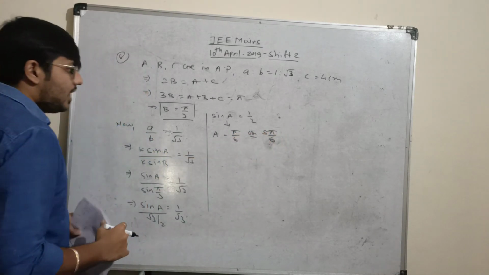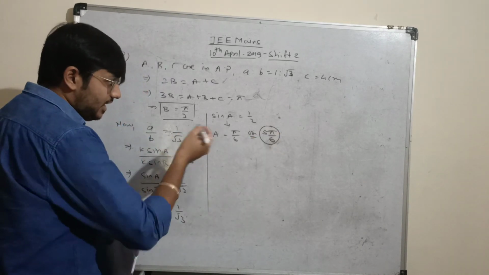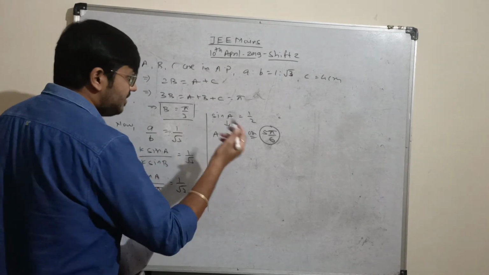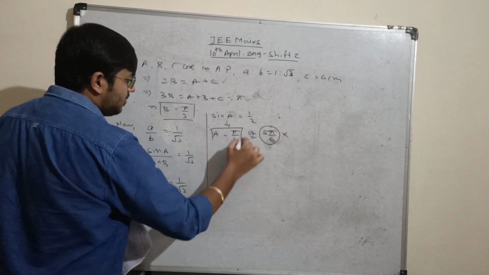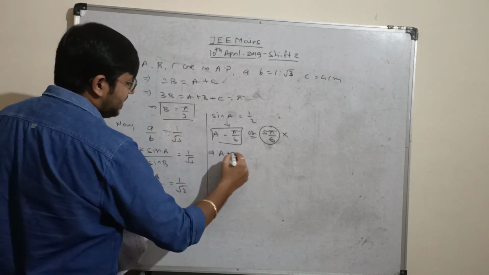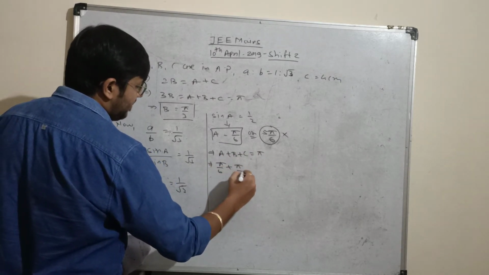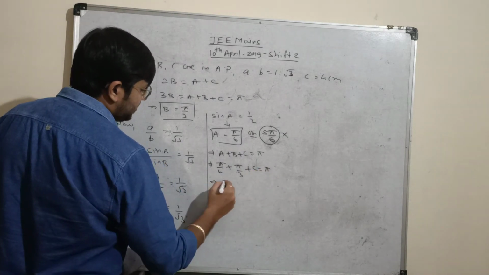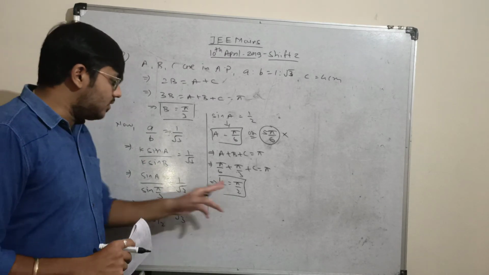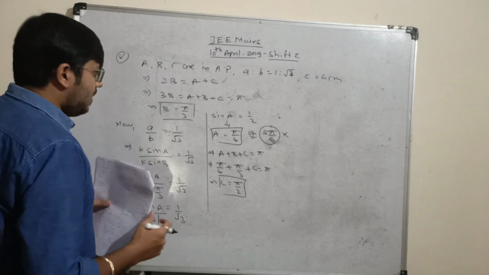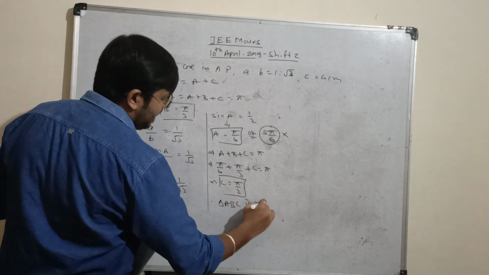But 5 pi by 6 is not possible, because if I take A as 5 pi by 6, then C will not belong to 0 to pi. So this is not possible. So only A equals pi by 6 is possible. Now if A plus B plus C equals pi, A is pi by 6, B is pi by 3, plus C equals pi. So compulsorily C will be pi by 2. C equals pi by 2 we get. So now we can say that triangle ABC is a right angle triangle.